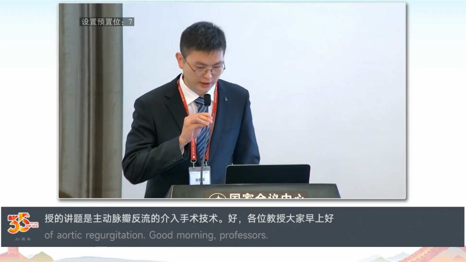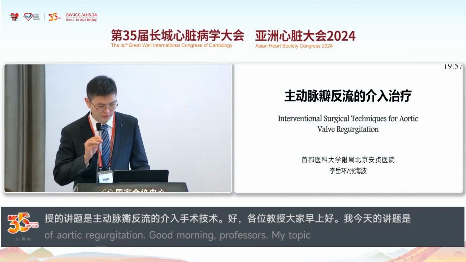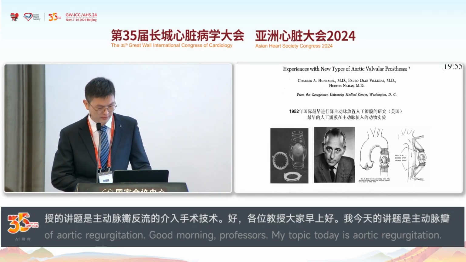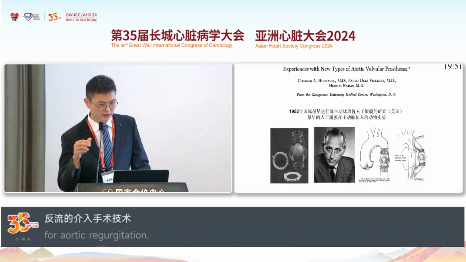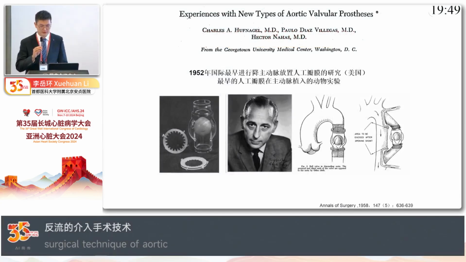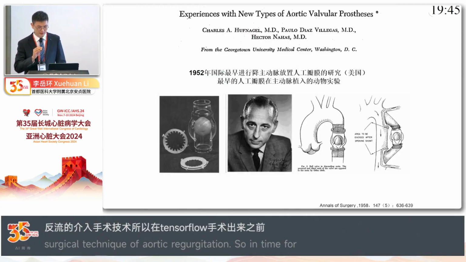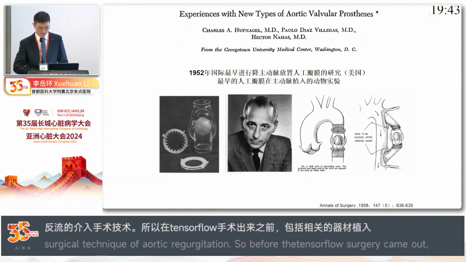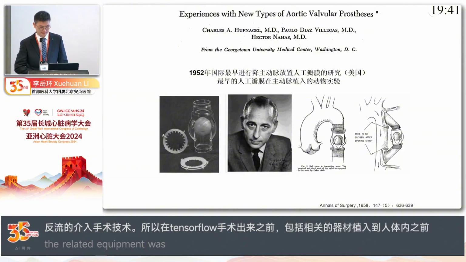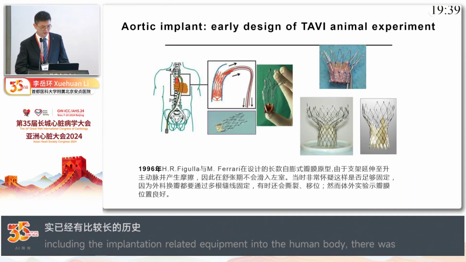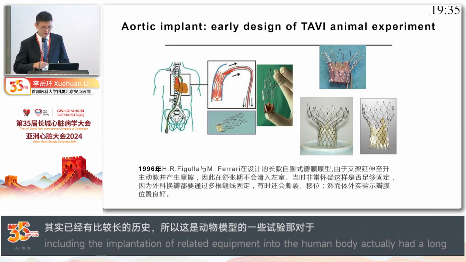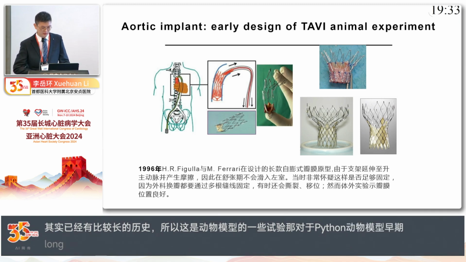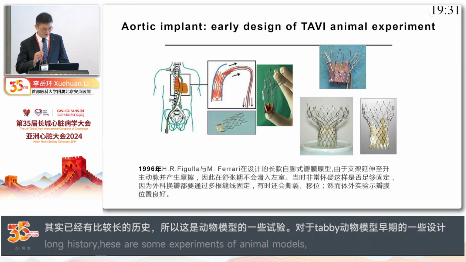Interventional surgical techniques for aortic regurgitation. Before the TAVR device was applied in people, it had a long history. This is the animal test and early design for the TAVR animal experiment. We can see it's a long stent.